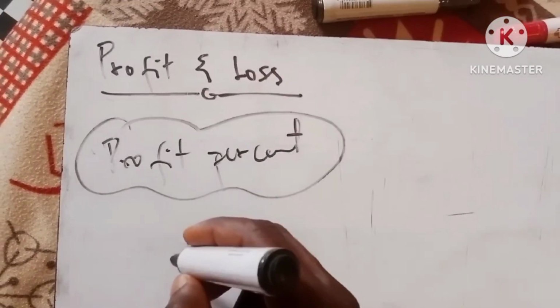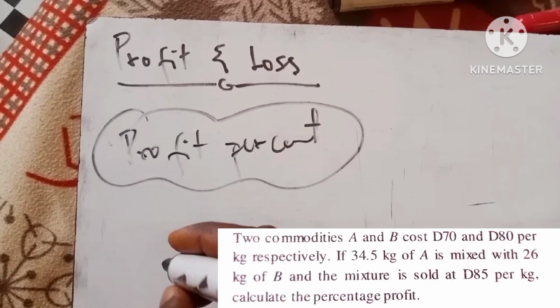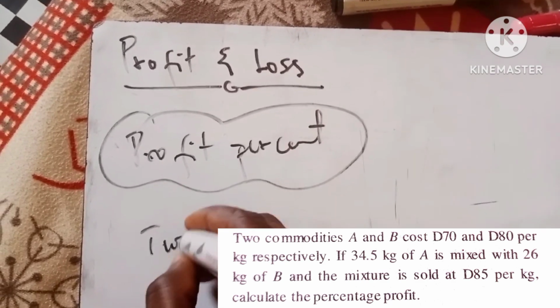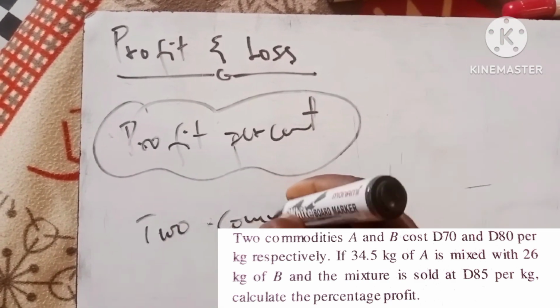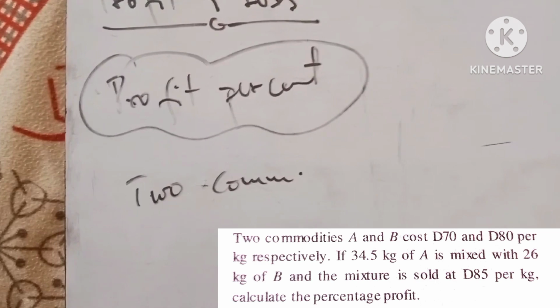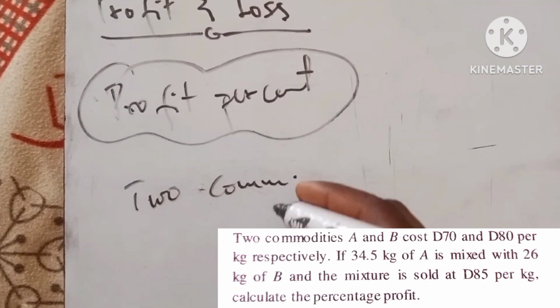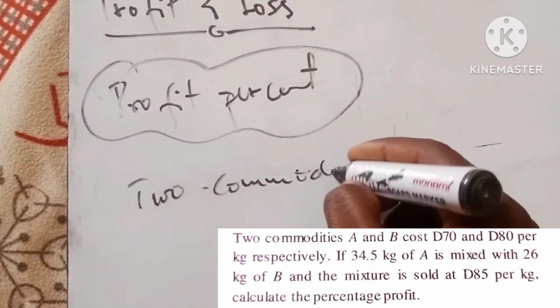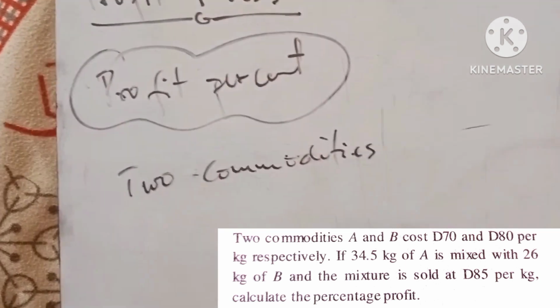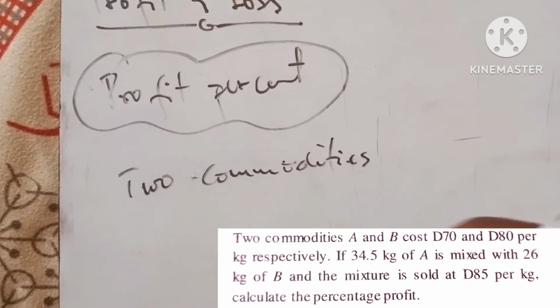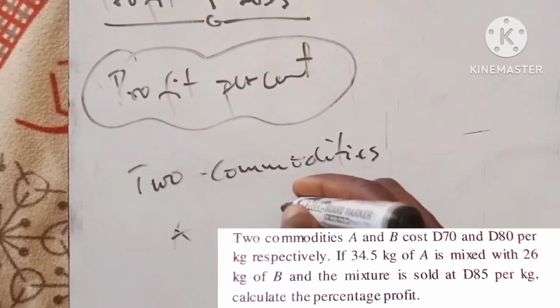So let's illustrate the question given to us. According to the question, we have two commodities. That's the short form of commodity. This is not communication, but just commodity, right? So two commodities here, A and then B.